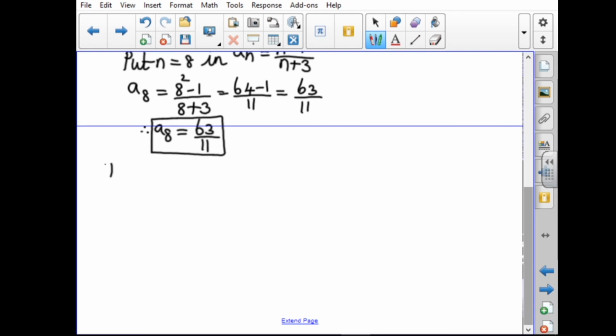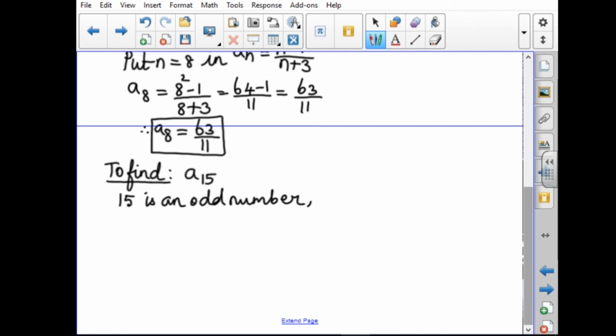Now you have to find the 15th term A15. Here n is 15, an odd number. Put n equal to 15 in the second expression. An equal to, the second expression is n squared by 2n plus 1.